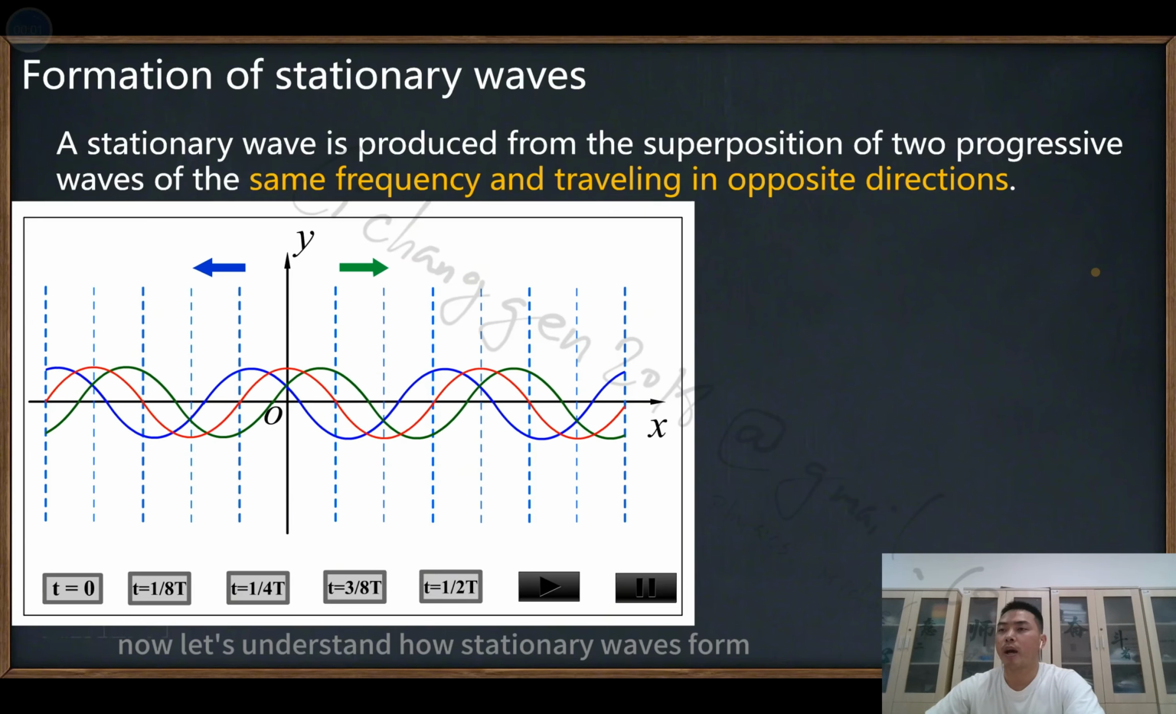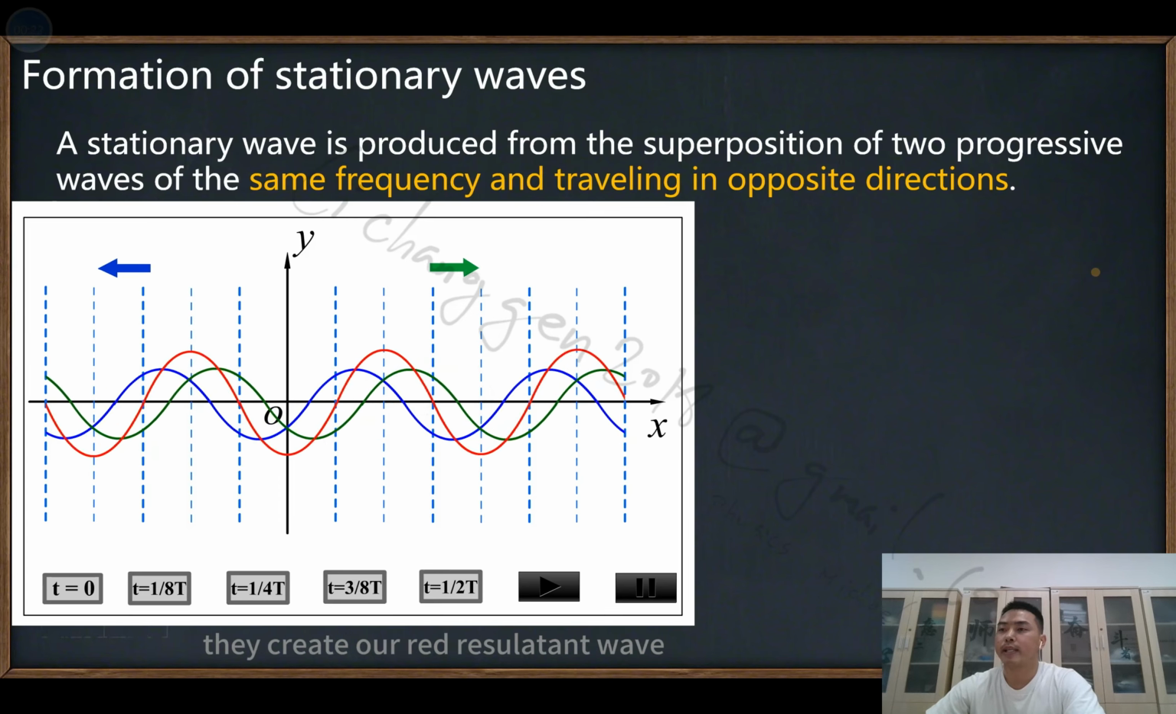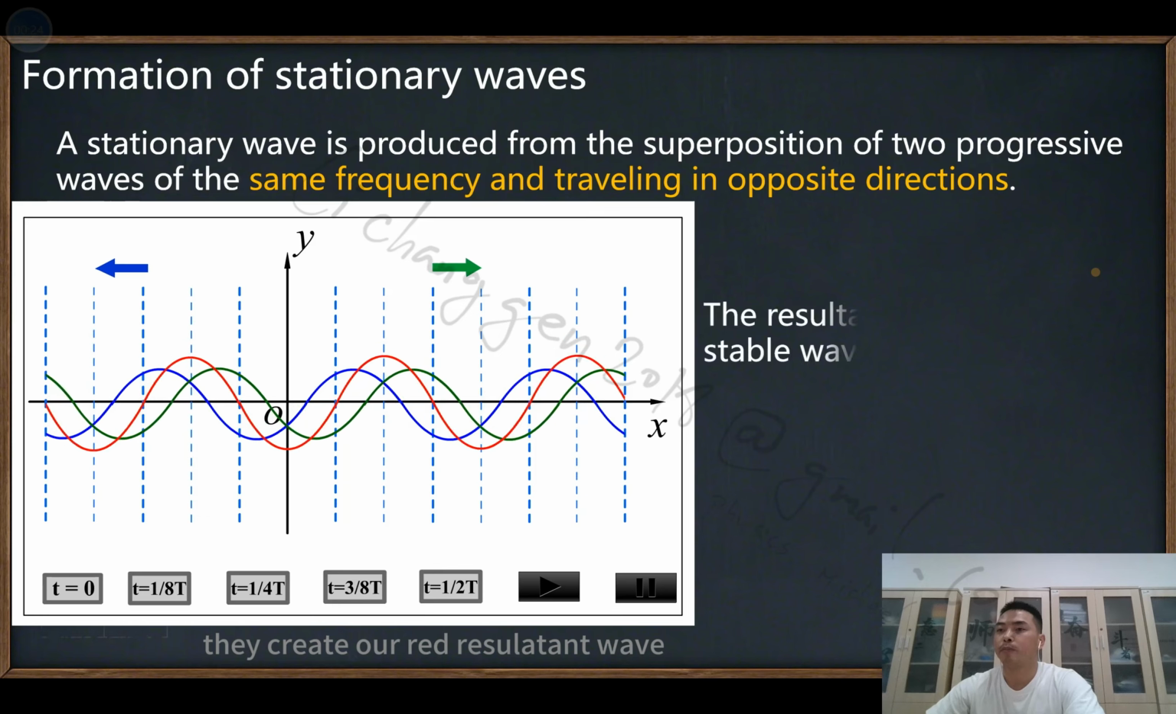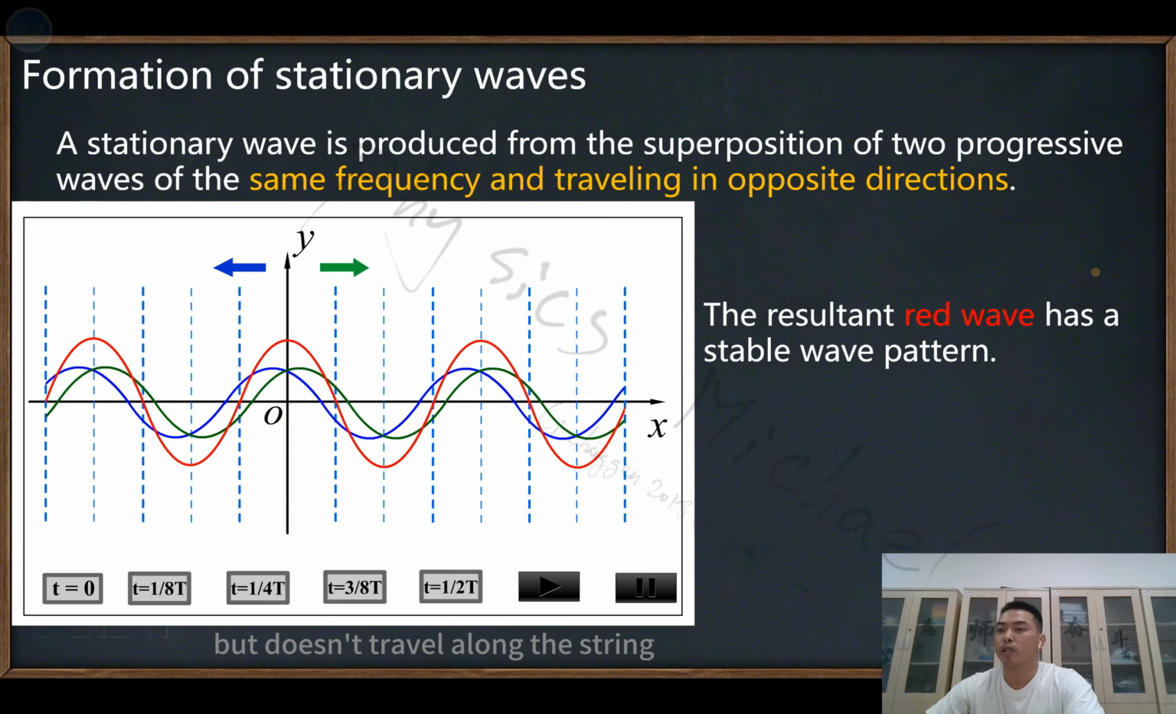Now let's understand how stationary waves form. A stationary wave is produced when two progressive waves meet under specific conditions. They must have the same frequency and they need to travel in opposite directions. Look at the animation. We have a green wave moving to the right and a blue wave moving to the left. When these waves combine, they create a red resultant wave. Notice how the resultant wave's pattern stays in place. It vibrates up and down but doesn't travel along the string, hence a stationary wave is formed.